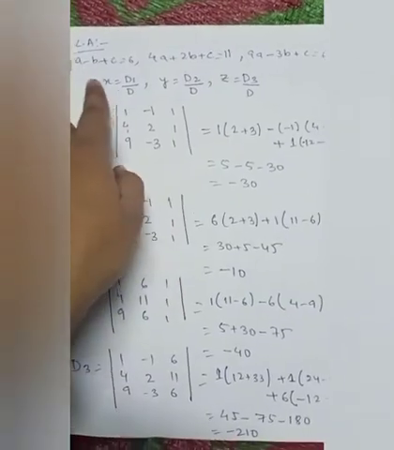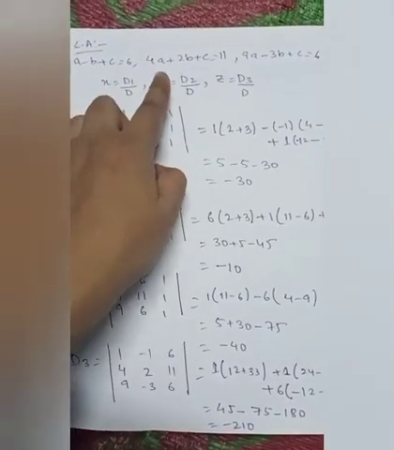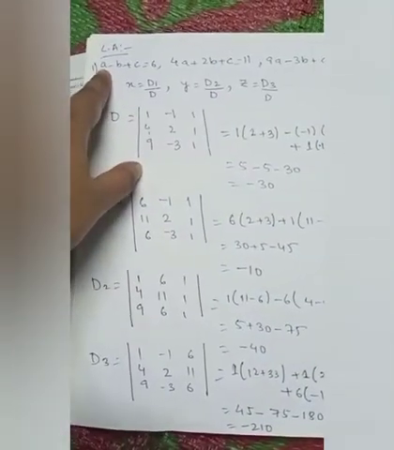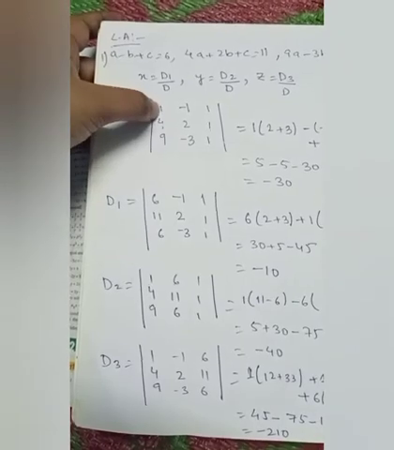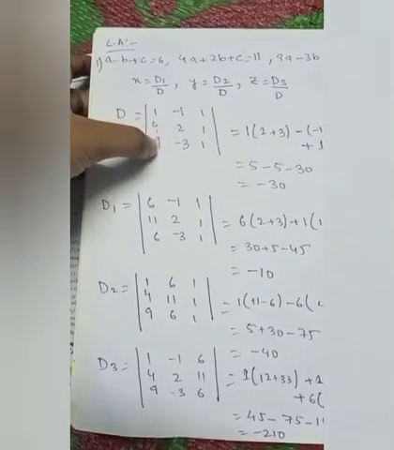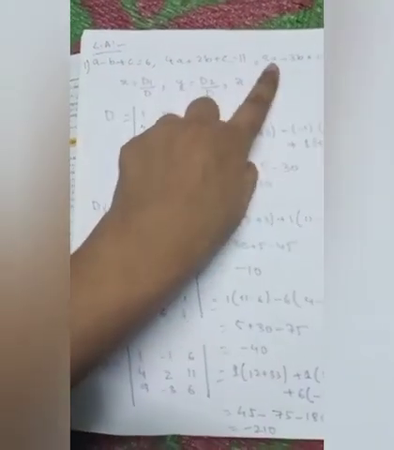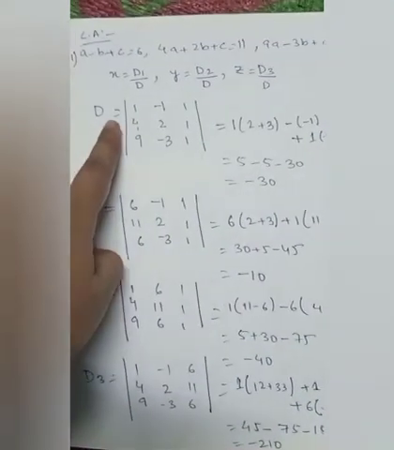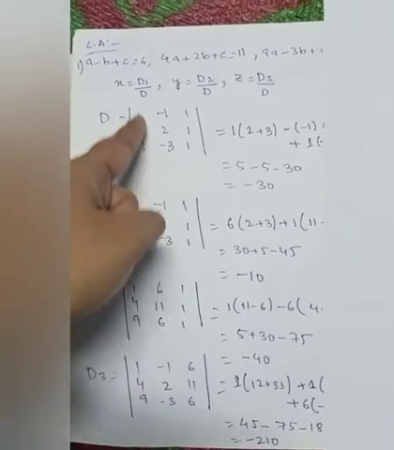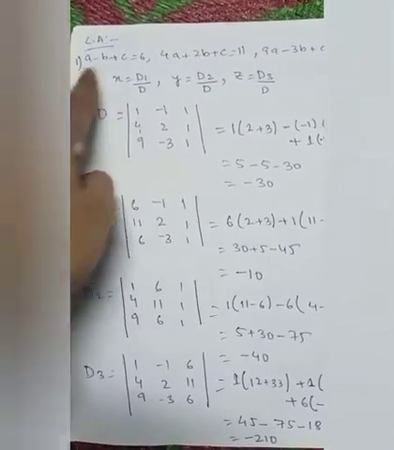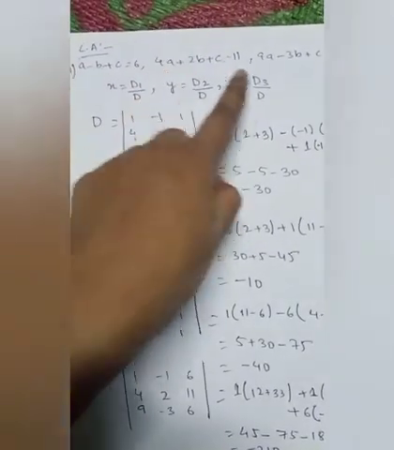See, three equations are given to you. This is equation 1, this is equation 2, this is equation 3. So first you have a. With a what do you have? You have 1, so you will write 1. Again with a what do you have? 4, you will write 4. Again with a what do you have? 9, you will write 9. It means you are writing the coefficients of the first variable. a is the first variable and the coefficients of a are 1, 4, 9.